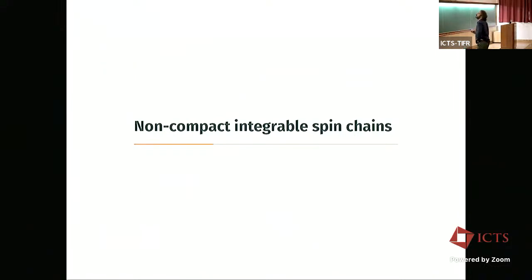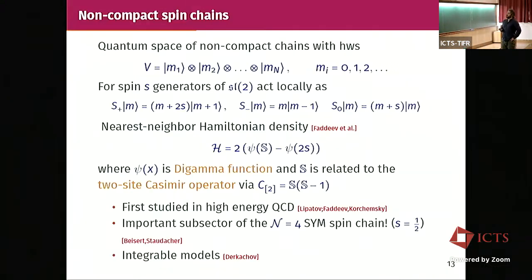Good. So let me now come to these non-compact integrable spin chains. What we are changing now is that we're looking at highest weight representations of Verma modules that do not have a lowest weight state. This is the quantum space now. So I have my N sites, and each site, m_i, can be occupied by 0, 1, 2, up to an unbounded number of particles. The generators of SL2 act locally in the standard way. S plus raises the particle number, S minus annihilates it, and S0 is diagonal. And we see here if S is bigger than 0, then this will never be 0, so you do not truncate the module.